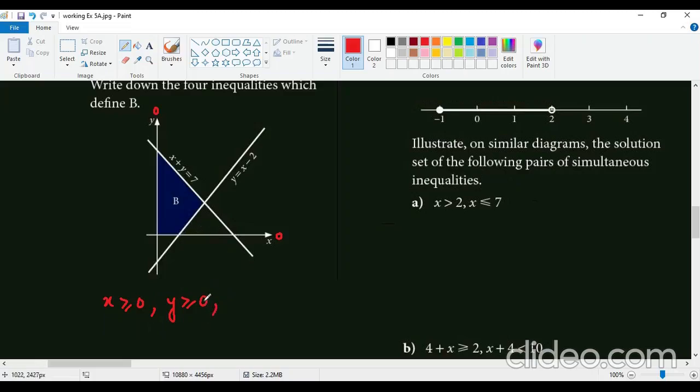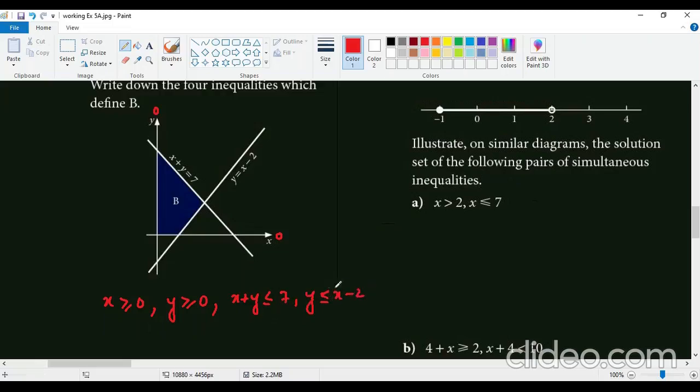When it comes to x plus y equals 7, all values which are less, that means x plus y less than or equal to 7, and x minus 2y less than or equal to x minus 2.